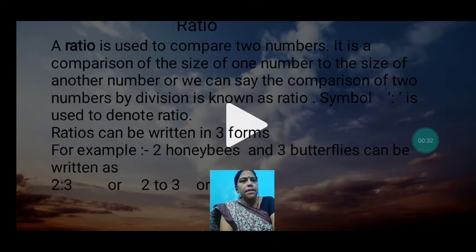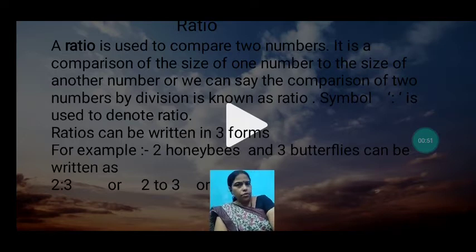It is a comparison of the size of one number to the size of another number. That means when we have to compare two numbers, the size of one number to the size of another number, we use the term ratio. Suppose we have to compare the height of two buildings, which is taller than the other or which is smaller than the other, we use the term ratio there.